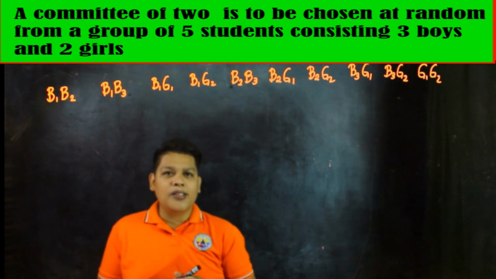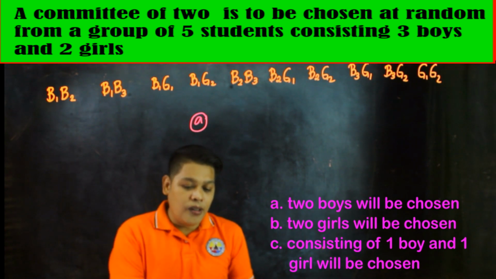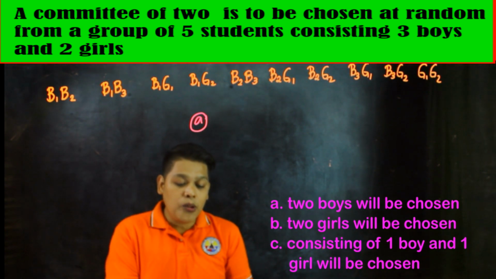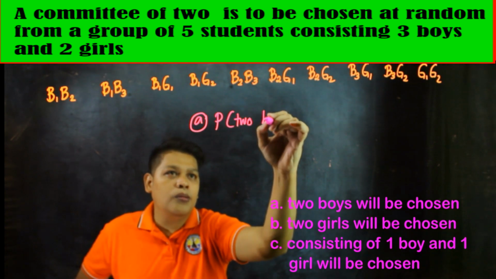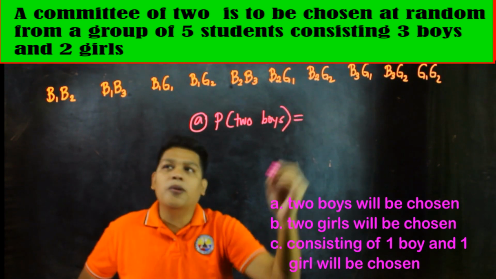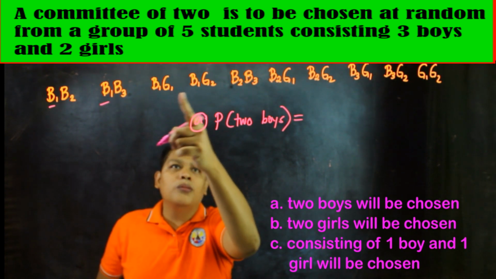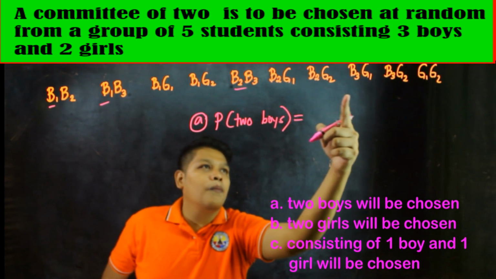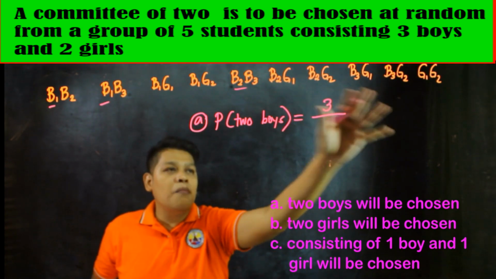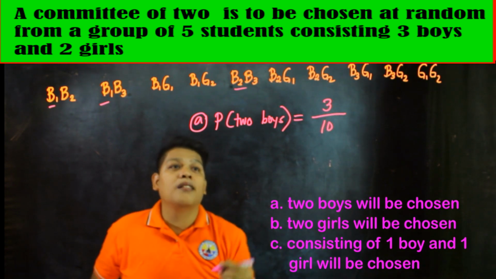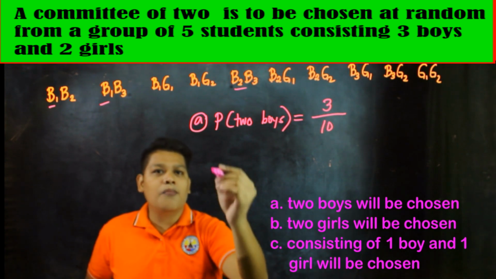So letter A. What is the probability that a committee of 2 boys will be chosen? Our event here is 2 boys. So we will count: 1, 2, 3. Only 3 over the sample space 10. So the probability of the event of 2 boys is 3 over 10. How about letter B?